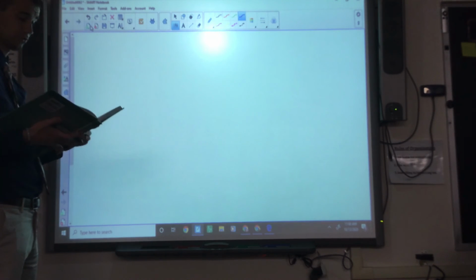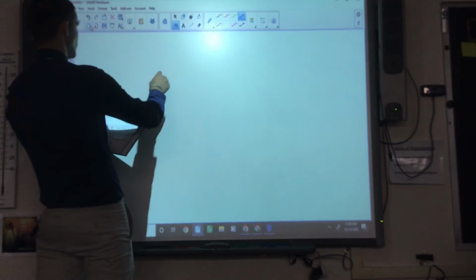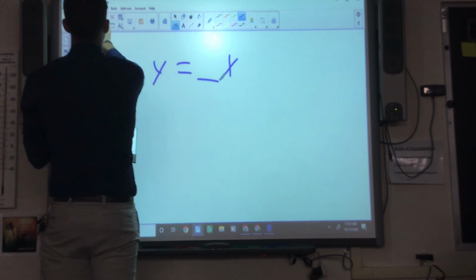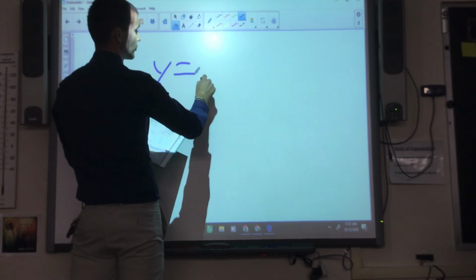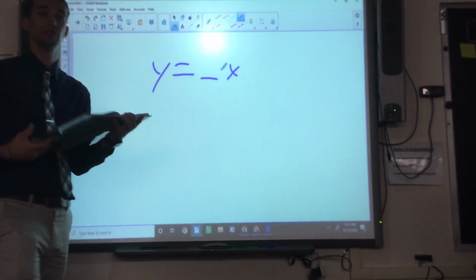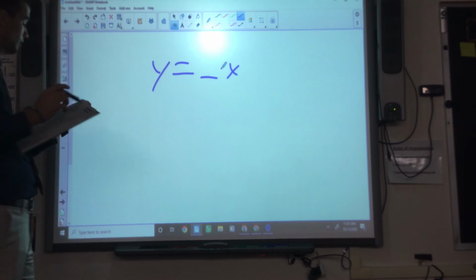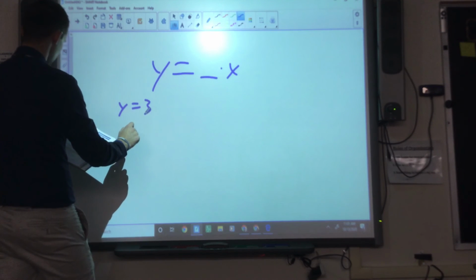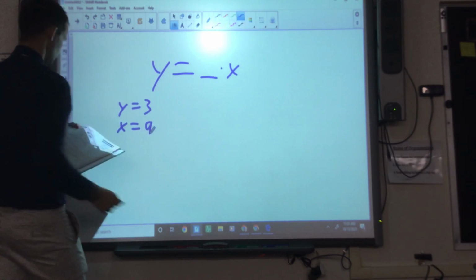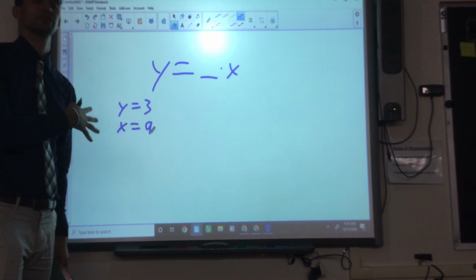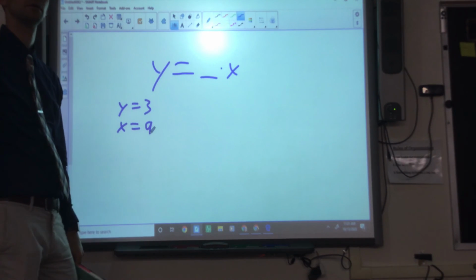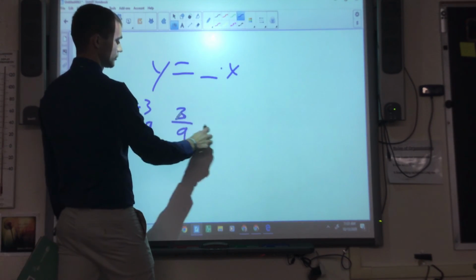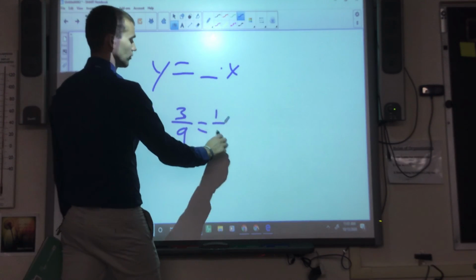And example 5 we're doing here says y is directly proportional to x. I always just write down, y is directly proportional to x. So that means that we just need that k value. y equals 3 and x equals 9. Find the constant of proportionality. We always know to find constant of proportionality, you take what over what? y over x. 3 over 9 simplifies to 1 over 3.